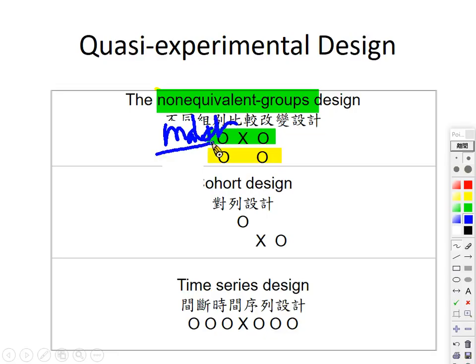We match these 2 groups. Okay, match 2 groups. How can you decide the match is reasonable? In statistical analysis, in natural science, we can use randomization because the number can tell the story, right? But how about in this kind of quasi-experimental design? How can you match this experimental group and control group together? How?